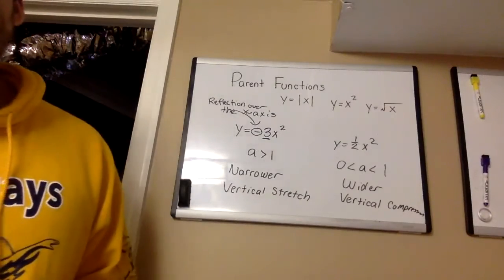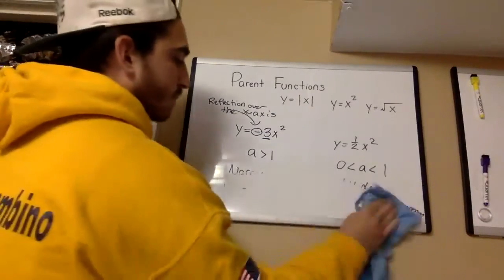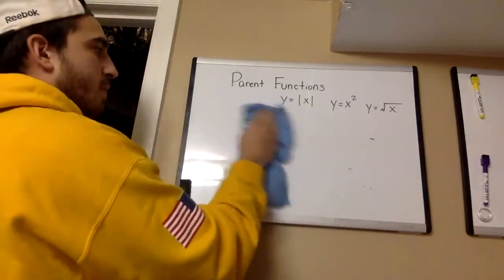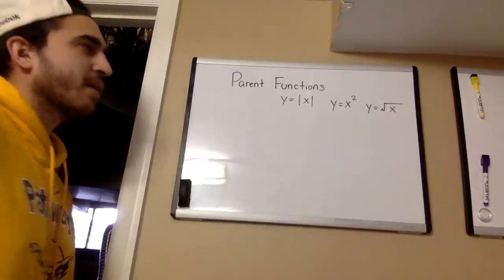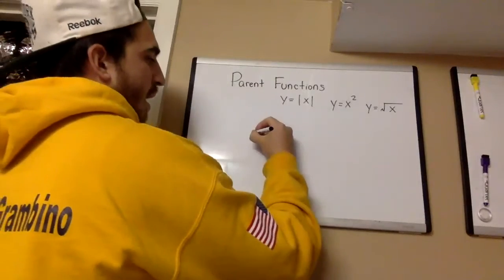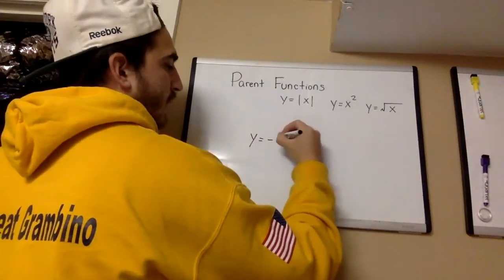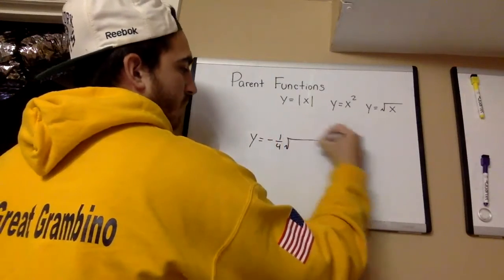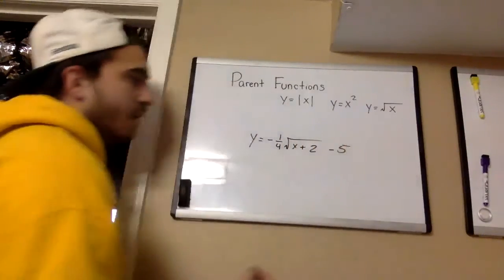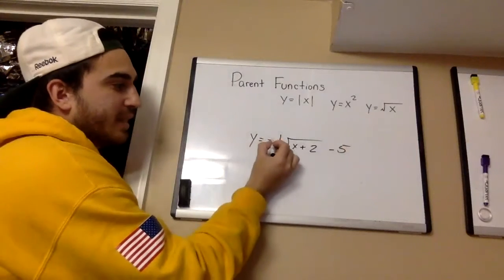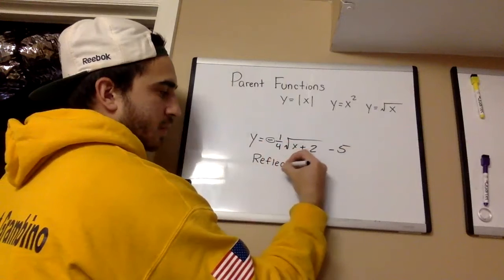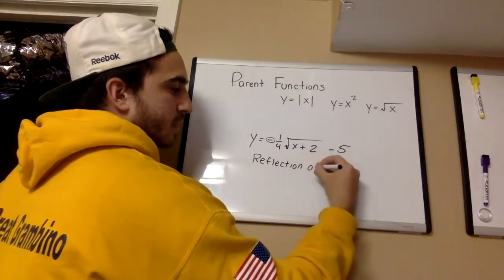So now I'm going to put everything together so we can do it. When I put it together, I'm going to use the parent function of square root. So let's say I have y equals negative 1/4 square root of (x plus 2) under the radical, and then outside it's minus 5. So I'm going to start with the very front. I see a negative out in front. That's going to cause a reflection over the x-axis.